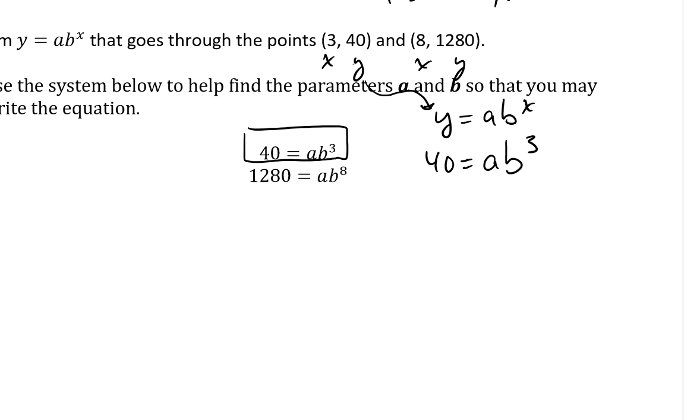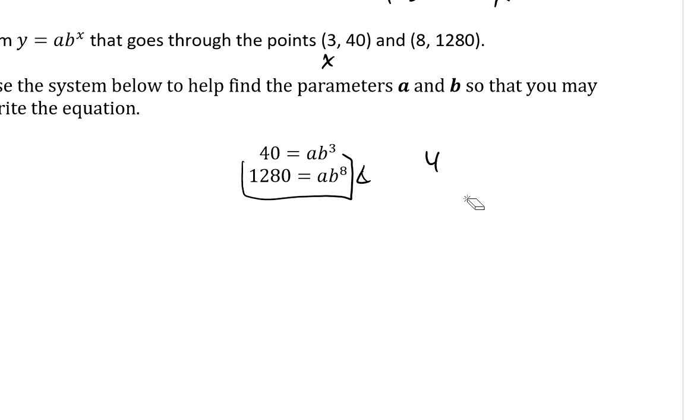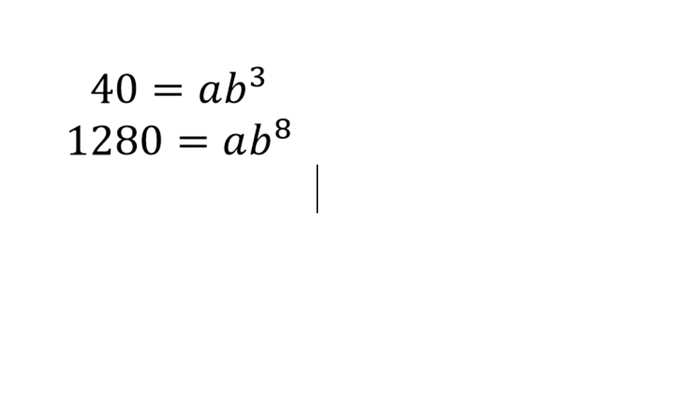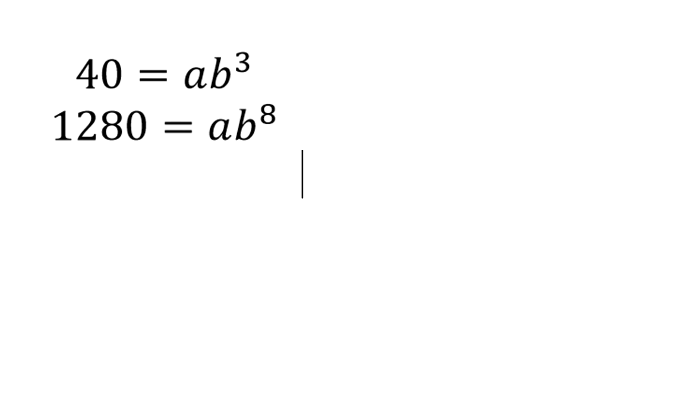This is the equation that I get from the first point, where x is 3 and y is 40. And this equation is the one that I get from the second point when x is 8. You can see I've got b to the 8th power, and y is 1280. So now that I've got that system of equations, the question is, how do I solve it? I've done a lot of different things. I've looked at what the book does. This is my personal favorite. You guys can use this or use something different, but this is what I like to see.